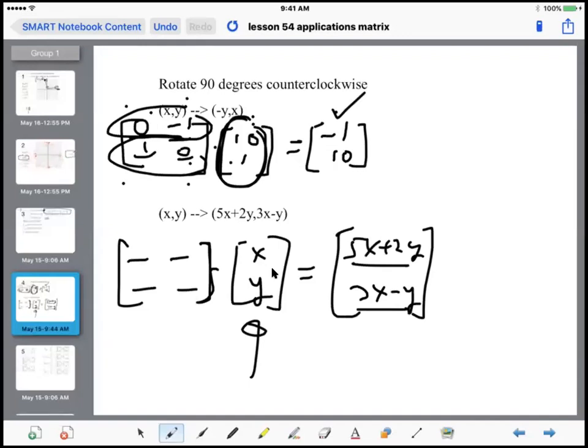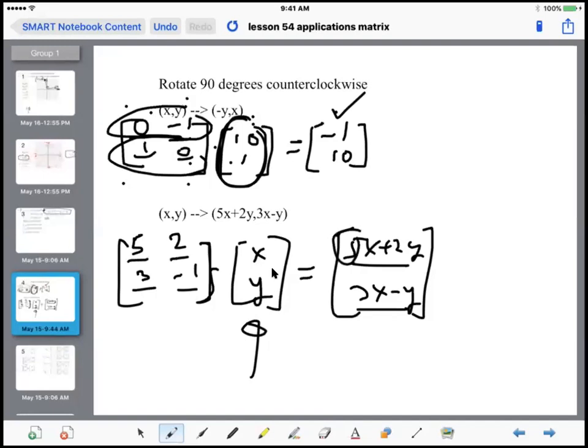So how would you get 5x plus 2y, 3x minus y? You could type it into the comments. Except it's going to be a 2-by-2 matrix. Yes, there it is, the full part. So it does become 5, 2, 3, negative 1.